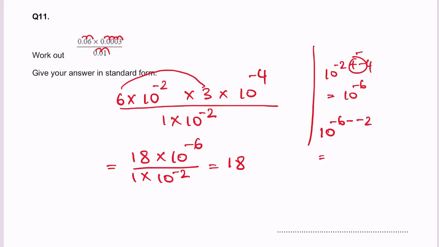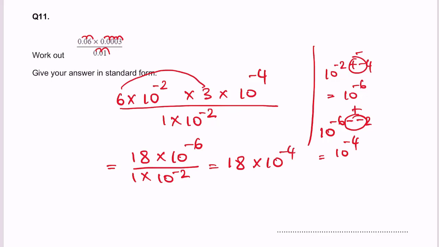Always good to do some separate calculation because negatives can get confused. Because the two negatives here, we're going to add. So minus 6 add 2 is 10 to the power of minus 4. So times 10 to the power of minus 4.